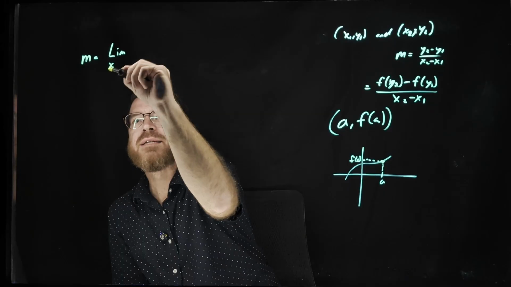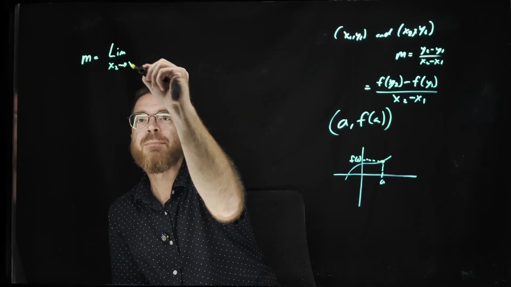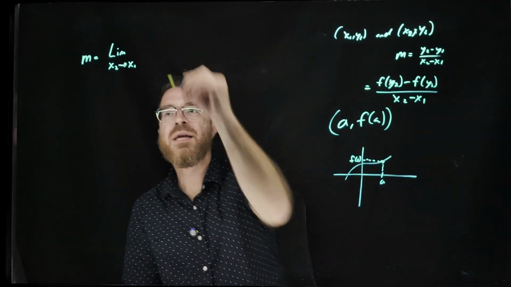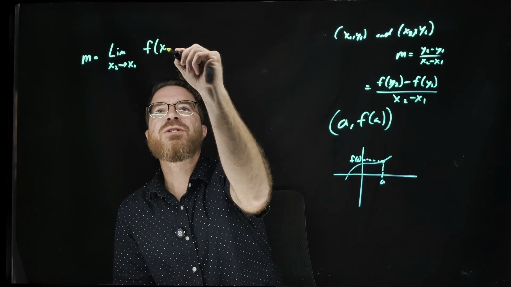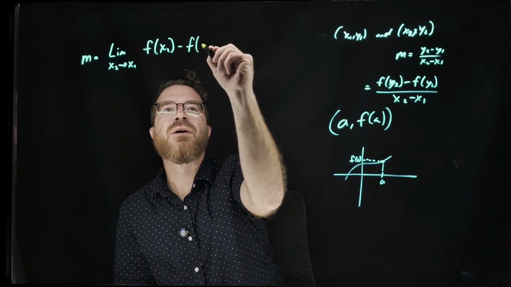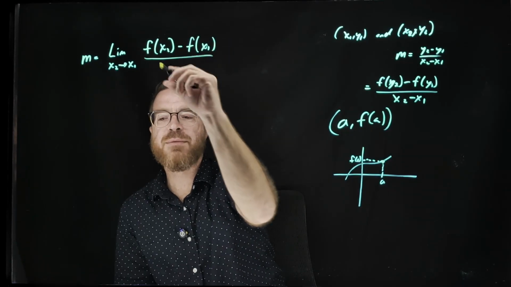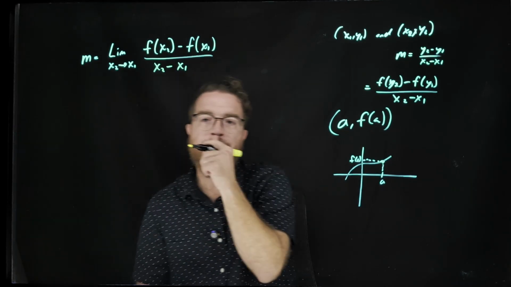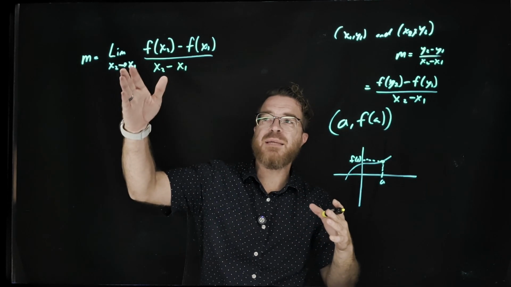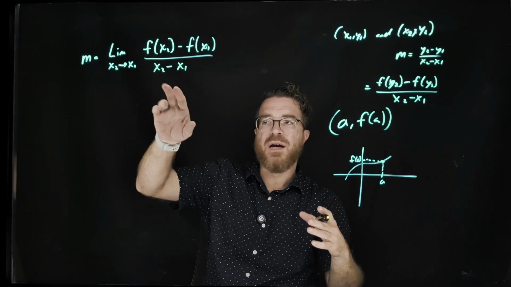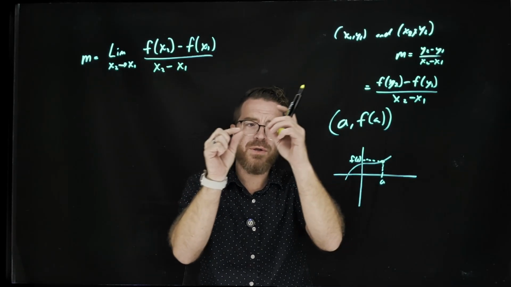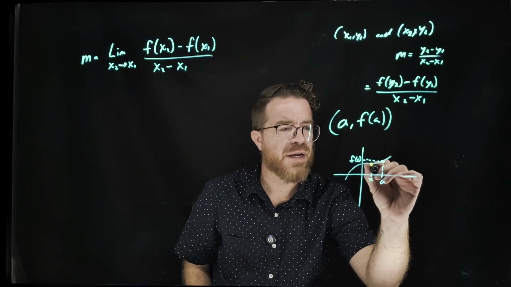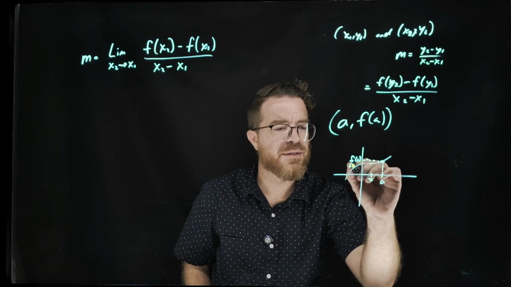limit as x2 approaches that point x1, basically as it gets closer and closer and closer until it touches it, f of x2 minus f of x1 divided by x2 minus x1. And what's happening now is that we're taking the limit as this slope formula is the points are getting closer and closer and closer. So let's say that this was my x. My x was right here. So I would have some point here.